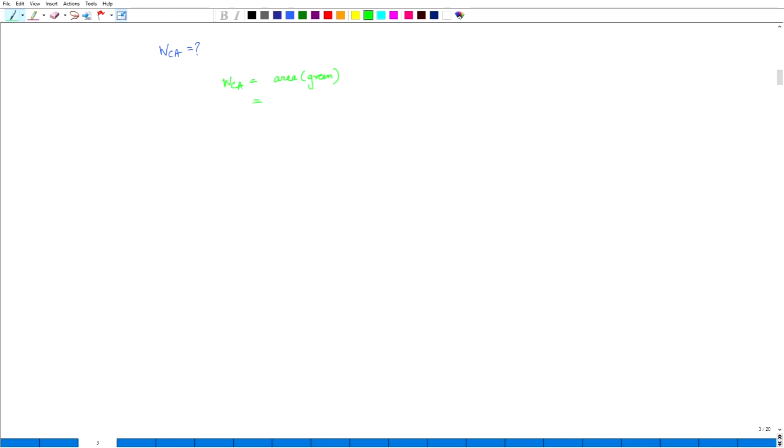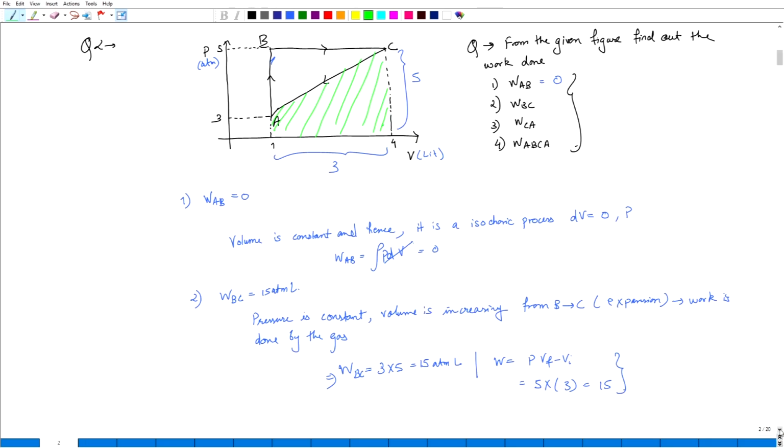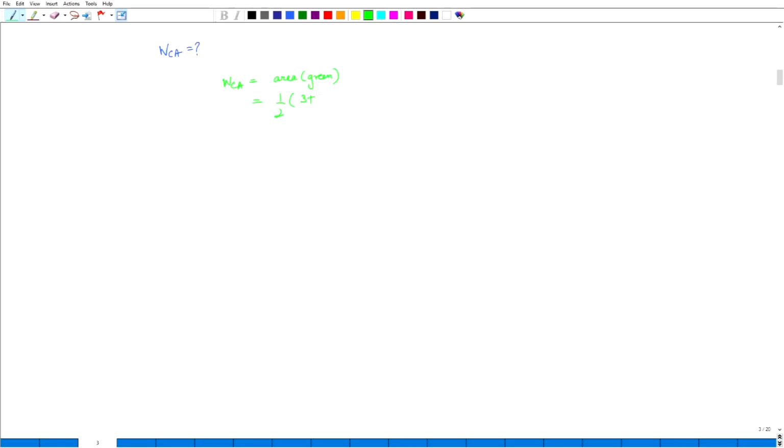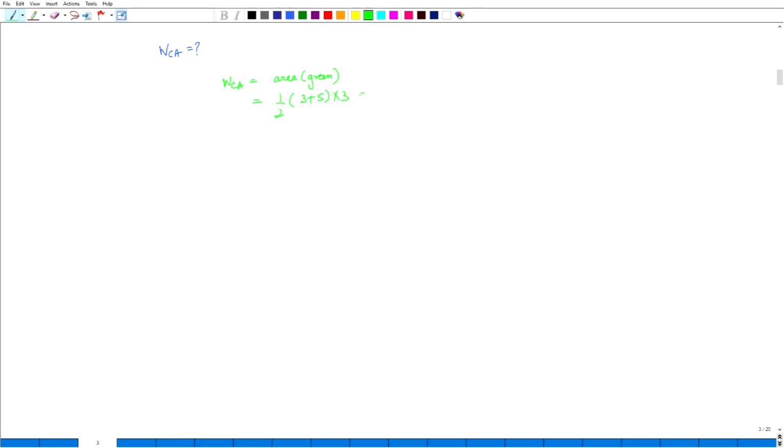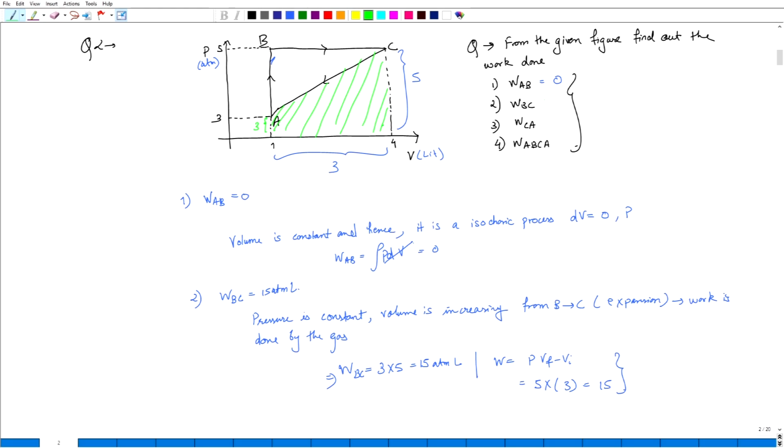So we get 1 by 2 times the sum of parallel sides. The sum of parallel sides is this 3 and this 5, and the width between the parallel lines is 3. So 1 by 2 into 3 plus 5, into 3. That is 12 atm liter, but the sign is taken to be negative. So WCA comes out to be minus 12 atm liter.